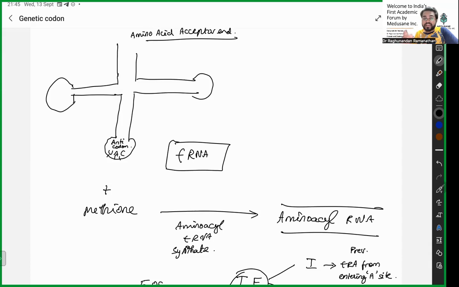So there are 20 different amino acid tRNA synthetases. Depending upon what amino acid you want to load onto your tRNA, the enzyme is going to differ. Clear, right? Till this point, do you have any doubt? You can put it in the chat box. Let me move towards the next important step.